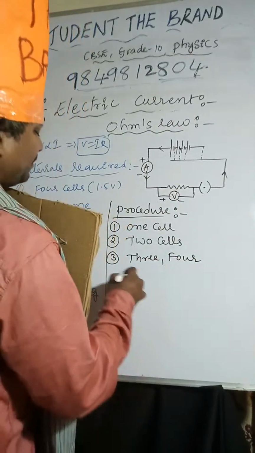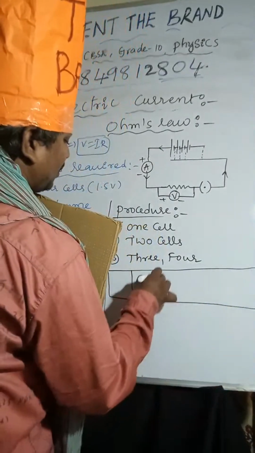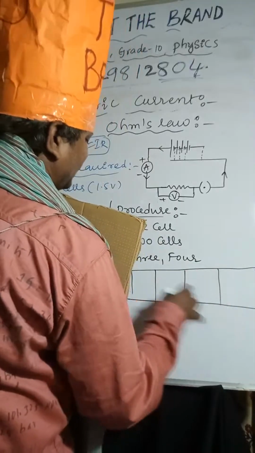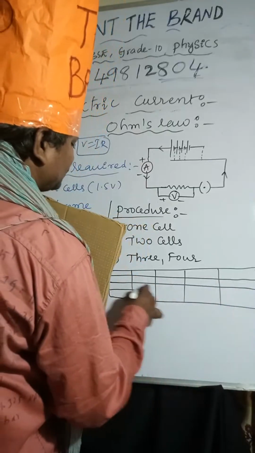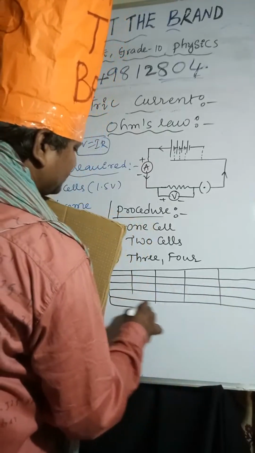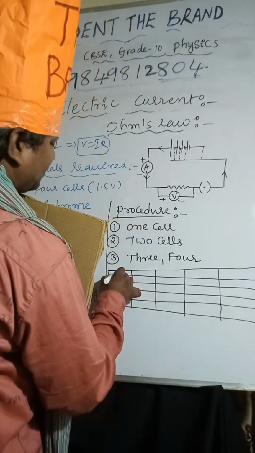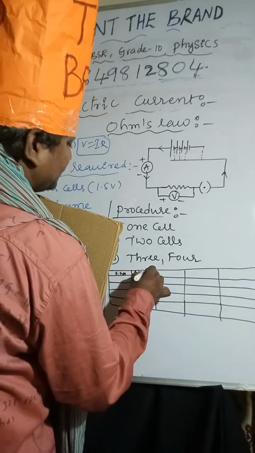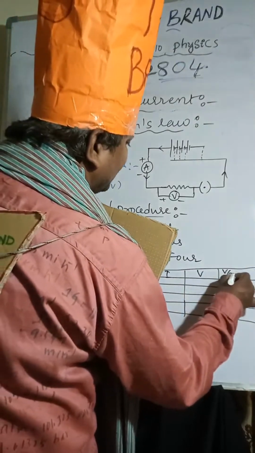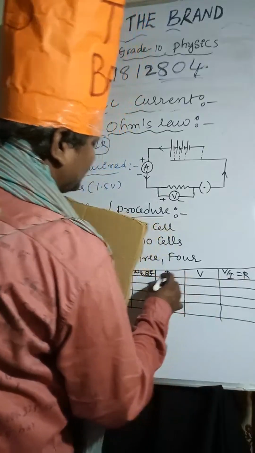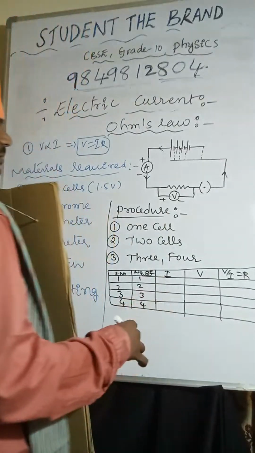Then mention the values in the tabular form given below. You have to mention all the values, whatever you observe and measure, in tabular form. You can see here serial number, number of cells, ammeter reading, voltmeter reading, V by I equal to R. So 1, 2, 3, 4. Here you can observe.